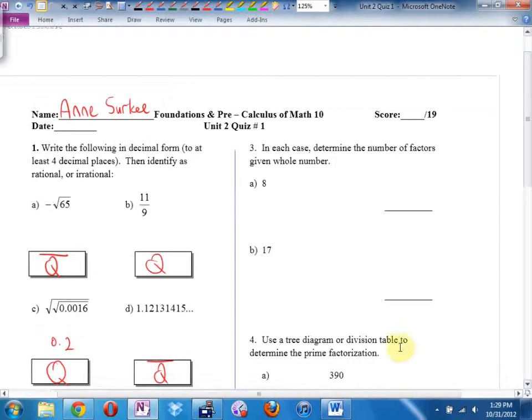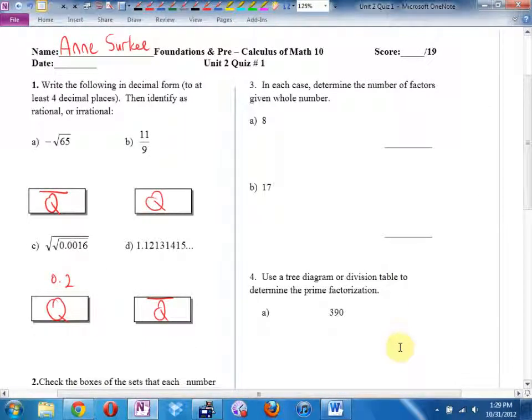Let's see. In each case, determine the number of factors. Well, 8 has 1, 2, 4, and 8. That's got 4 factors. 17, that one I can do in my head. It's got 2 factors, 1 and 17.